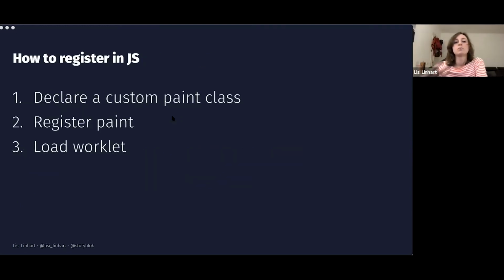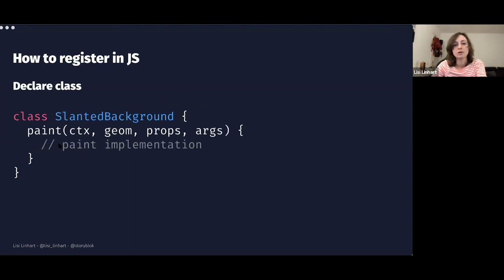And then we need to register this worklet in JavaScript. So first we need to create a class for our painting. We need to register this painting class and then also load the worklet. So the most minimal example of what that CSS Houdini Paint API class could look like is a class that's called slanted background, and it has this paint function that essentially does the painting for us.